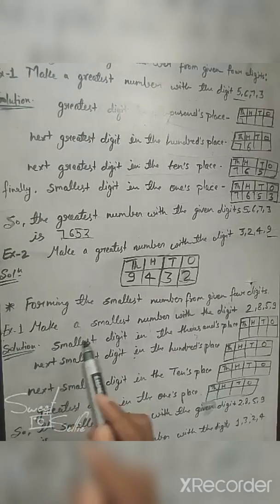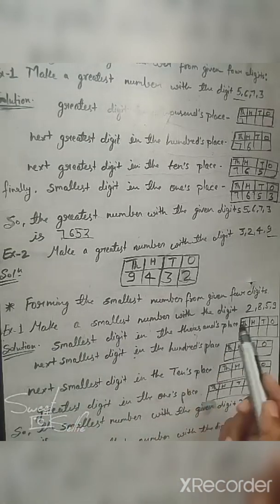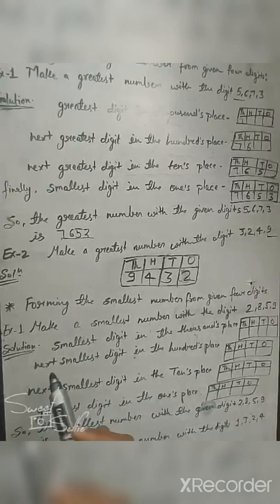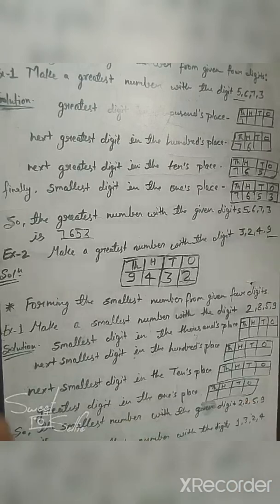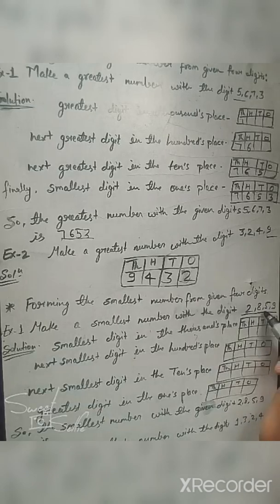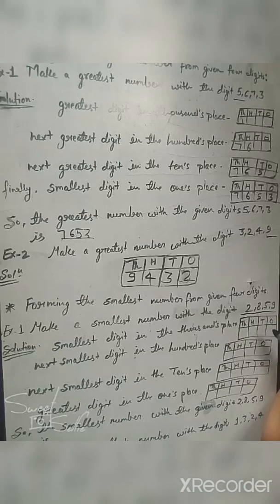Make the smallest number with the digits 2859. Smallest digit in the 1000 place. Firstly, we will write the smallest digit in the 1000 place. So, my dear student, tell me the smallest digit among the digits 2859. We can see here 2 is the smallest digit, so we will write 2 at the 1000 place.